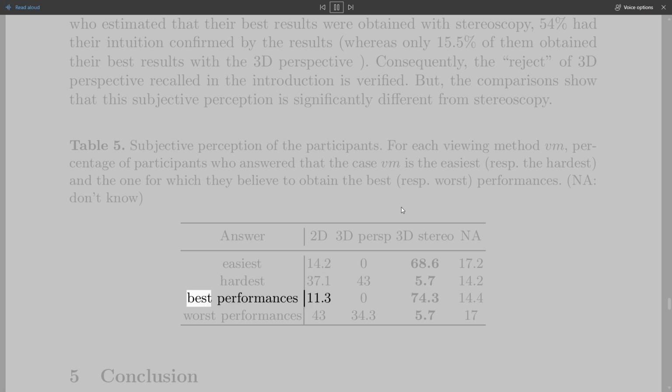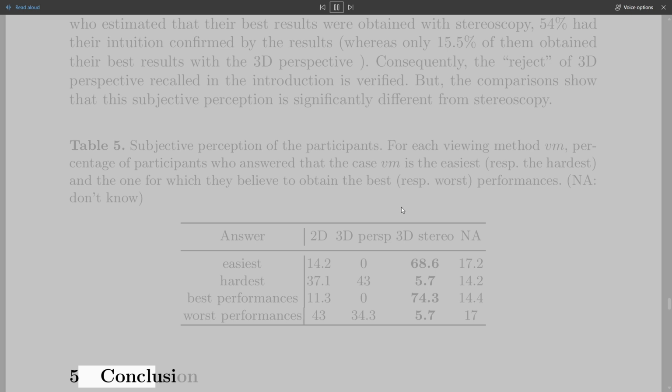37.1. Best performances 11.3. 0. 43. 0. 68.6, 17.2. 5.7. 14.2. 74.3, 14.4. Worst performances 43.